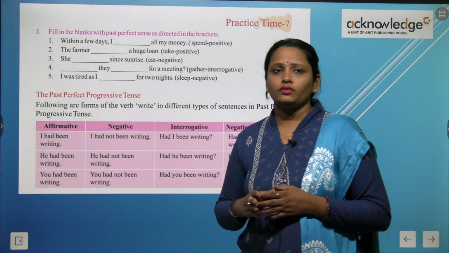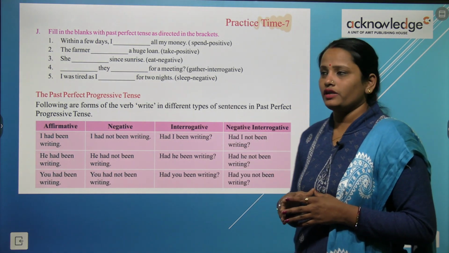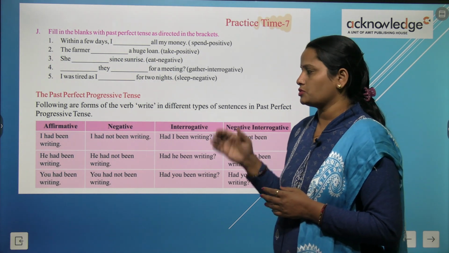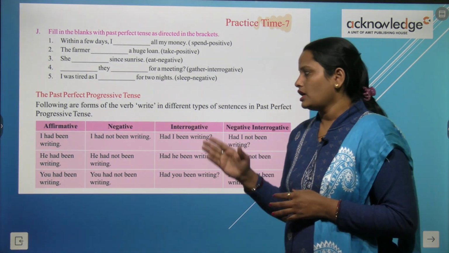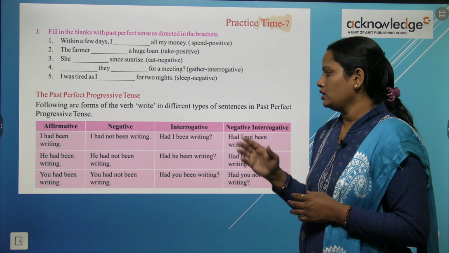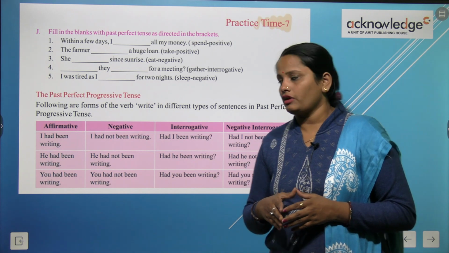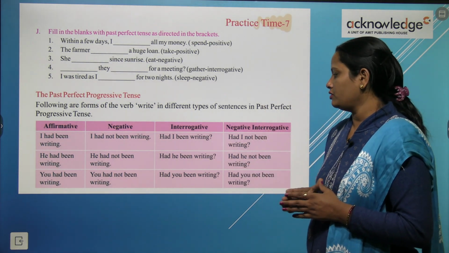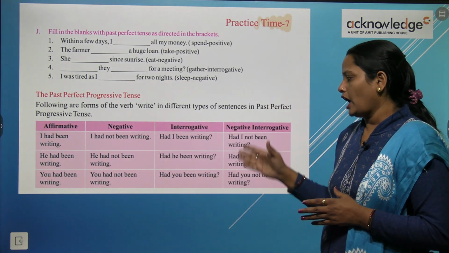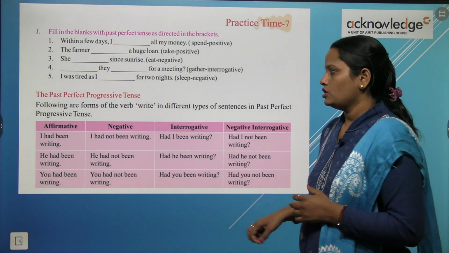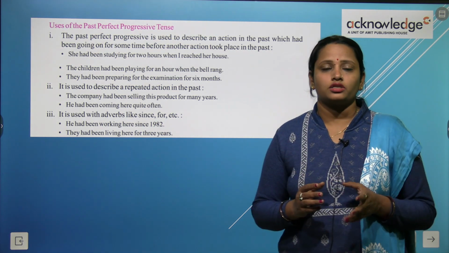It's your homework. Now let's learn about the past perfect progressive tense. So following are the forms of verbs in the past perfect progressive tense. So first is affirmative. I had been writing, I had not been writing, had I been writing, or had I not been writing. He had been writing, he had not been writing, had he been writing, had he not been writing. You had been writing, you had not been writing. Had you been writing, had you not been writing. So here are the few forms.